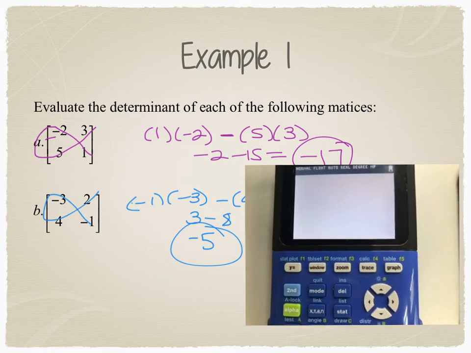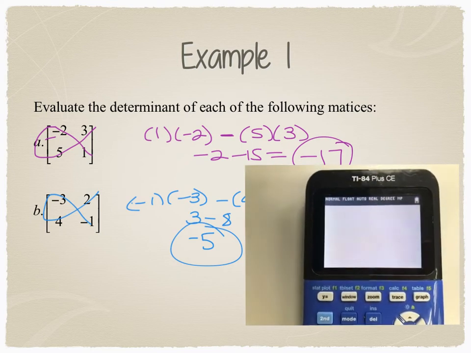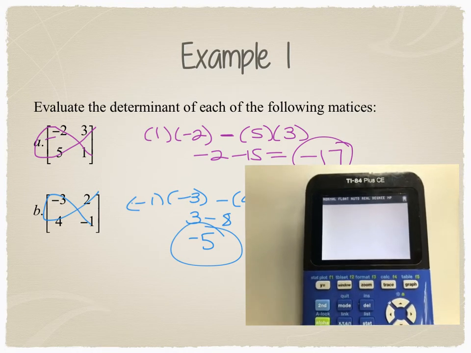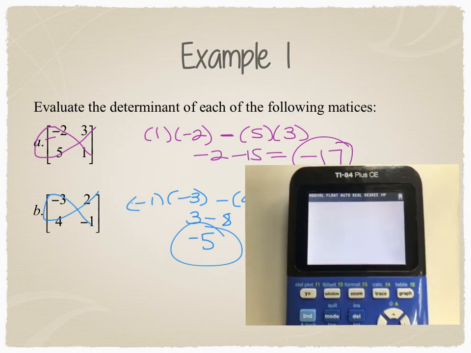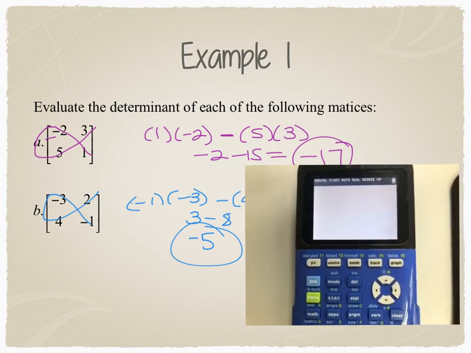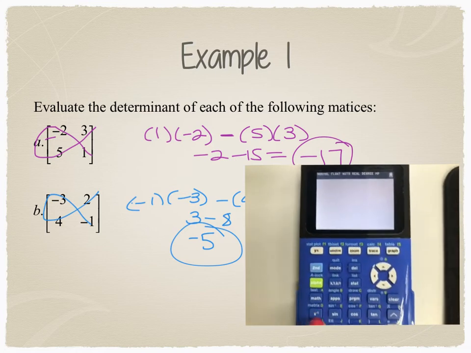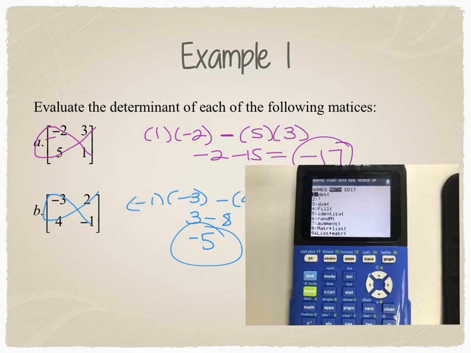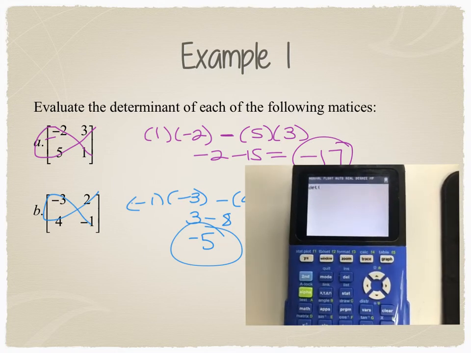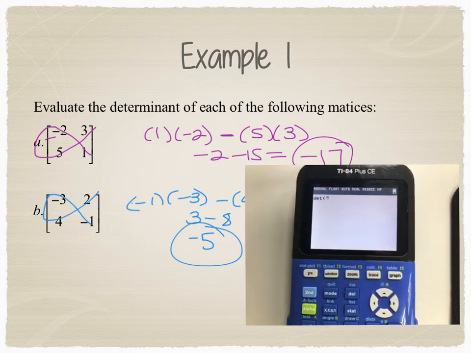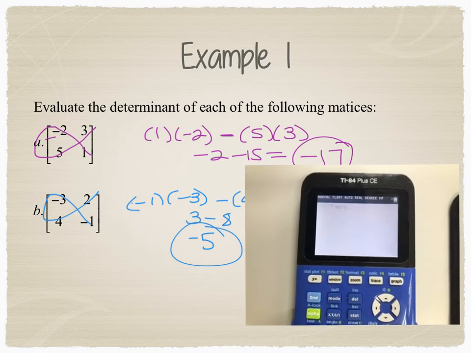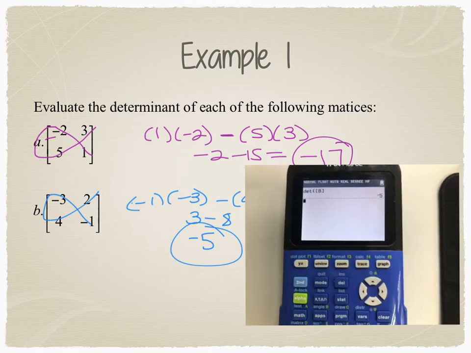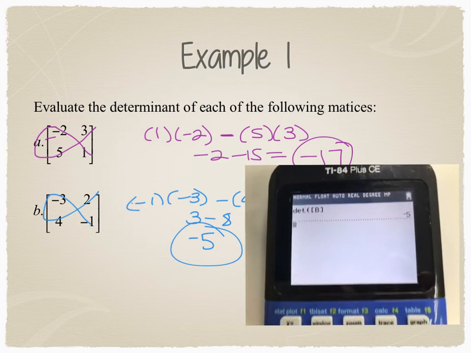And then go back to my home screen. So I've just entered in my 2 by 2 matrix. Again, I'm doing B, but you could do either one because you can check either answer. And then I need to go back to my matrix math menu. So I go second matrix, I go to math, and DET is the first one in the row. And then bring up the name of the matrix you just used, which in my case was B. Hit enter, and there's the -5, which is what we got.